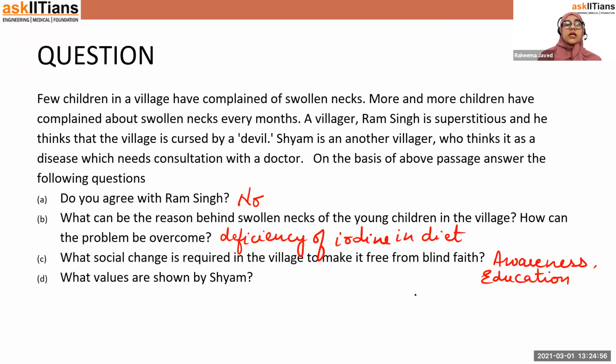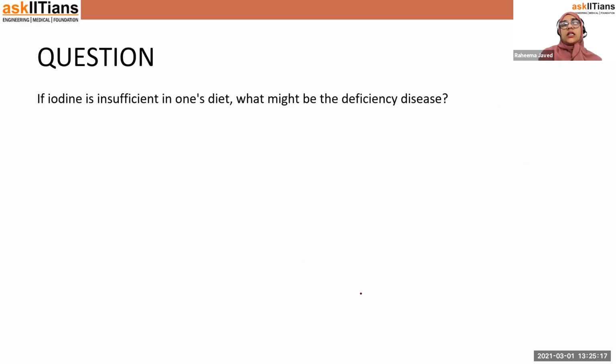And what values are shown by Sham? Sham is intelligent and aware about his surroundings, and he is also quick to take action. Then, if iodine is insufficient in one's diet, what might be the deficiency disease? This is iodine deficiency goiter.